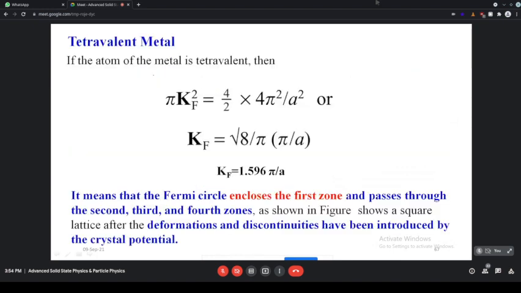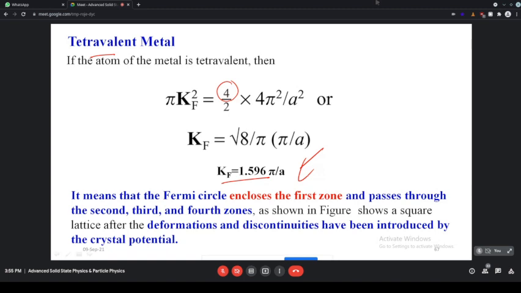Okay, let us consider a tetravalent metal. Tetravalent means 4. What you have to do? Multiply by 4, then do the calculation. Now the value is this. Now, will this cross the first corner of the first Brillouin zone boundary? Will it cross? Yes, sir. Now if you draw the circle, that circle will cross the corner of the first Brillouin zone boundary.